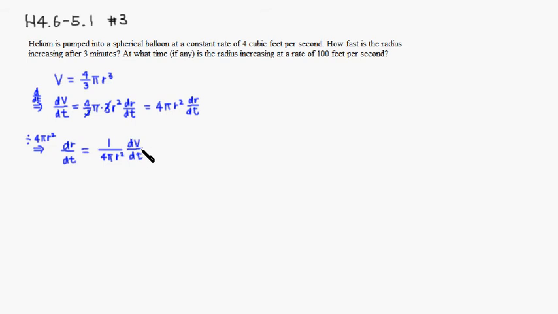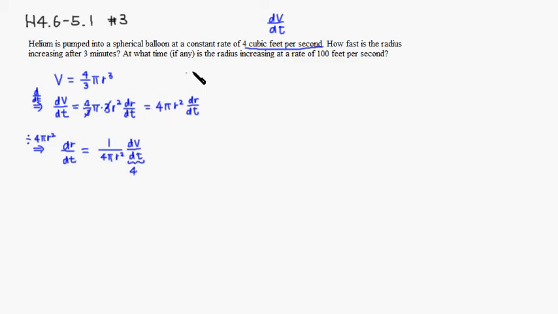Alright, so let's try to plug in whatever we have. The helium is pumped into a spherical balloon at the constant rate of 4 cubic feet per second, right? That is dV over dt, so we know this is 4. And do we know r?